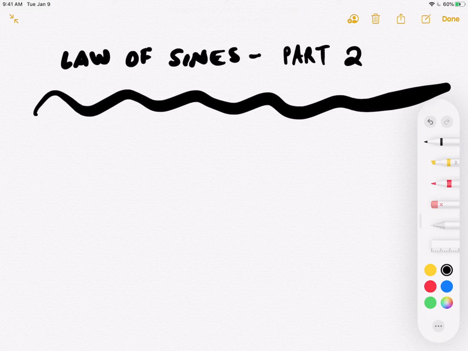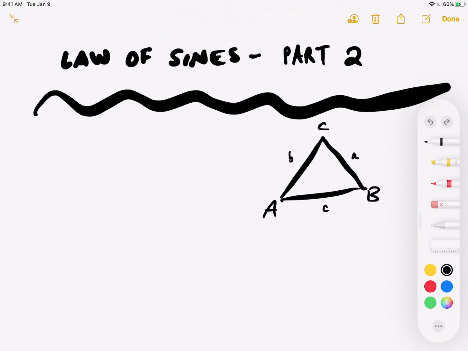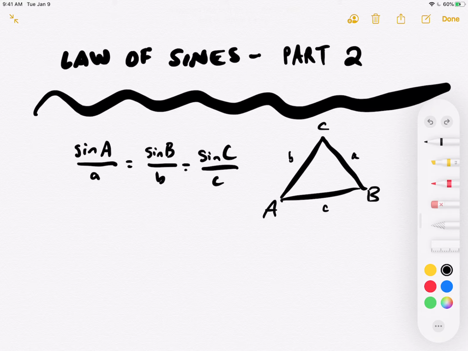In our last video, we learned about the law of sines. Essentially, we learned that if you have an oblique triangle ABC with sides little a, little b, and little c, there is a proportionality across the triangle between the sine of each angle and its corresponding side.